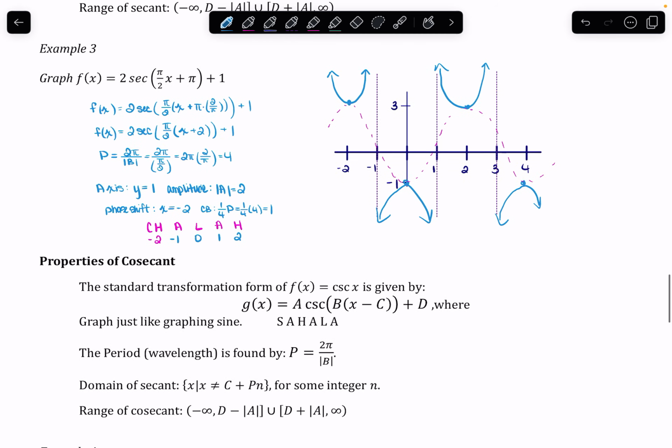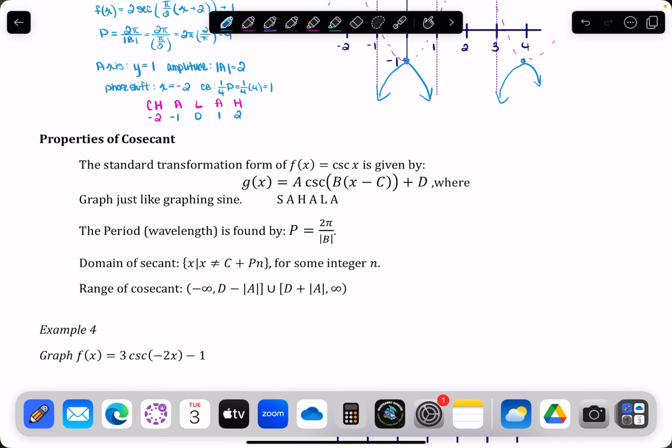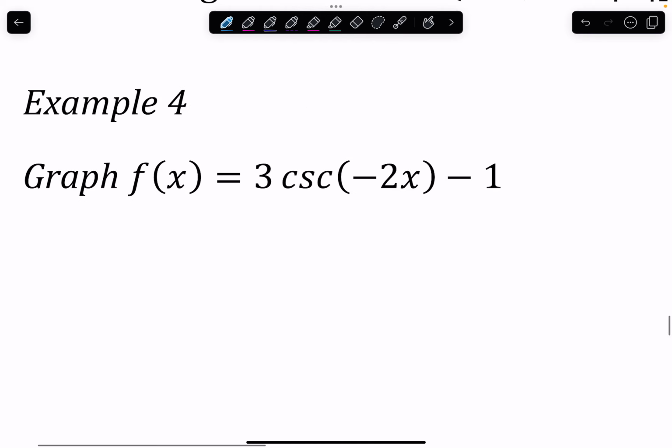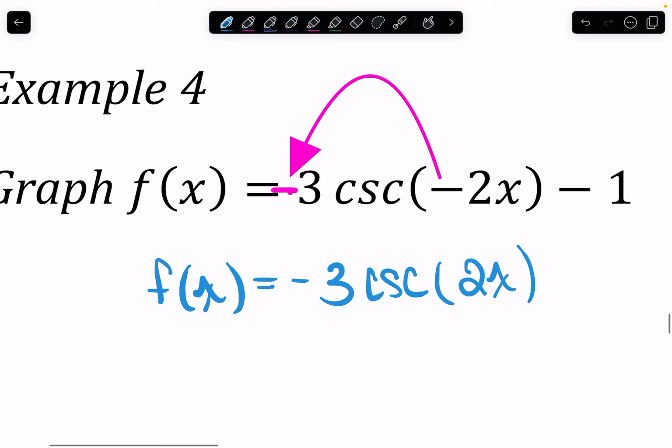All right. Properties of cosecant. Cosecant's reciprocal is sine, so we're going to use all the characteristics for sine that we used earlier. First things first, nothing to separate since there is no phase shift. However, we don't like negatives inside. Cosecant is an odd function, so a negative inside becomes a negative outside. So that's the first thing we need to take care of. So we're worried about f of x equals -3 cosecant of 2x minus 1.